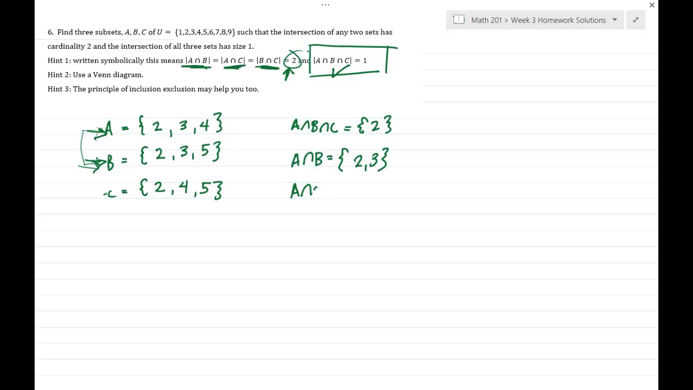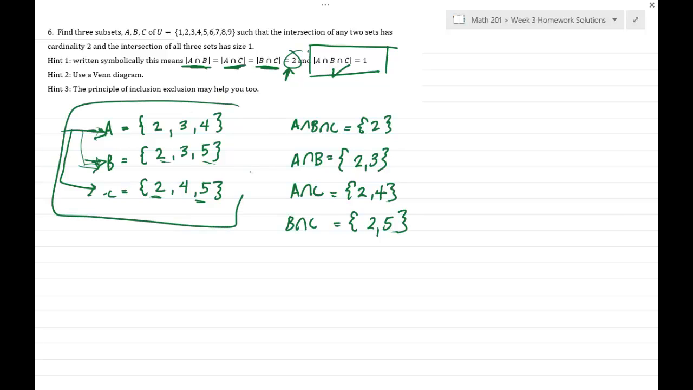Now A intersect C. What do those 2 sets have in common? Well, 2 and 4. So they only have 2 elements. The cardinality is 2. We're good. B and C. What do B and C have in common? 2 and 5. So the cardinality of that intersection is 2. So these 3 sets satisfy the condition.